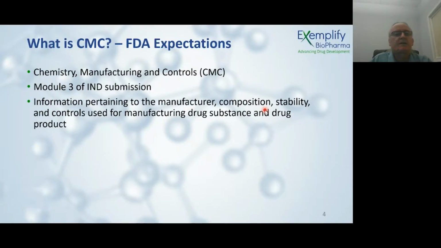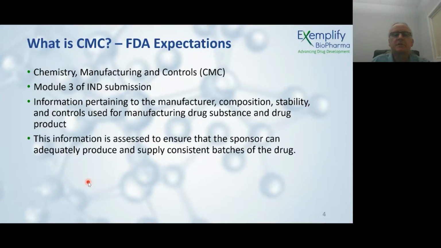So what exactly is the agency looking for when you submit an IND, and what are they looking for from the CMC component? Essentially, they're looking for information about the manufacturer. What's the drug? What's its composition? Is it stable? And also, what controls are used when you're making the drug substance or the drug product? All that information needs to be provided to the agency as part of your submission.